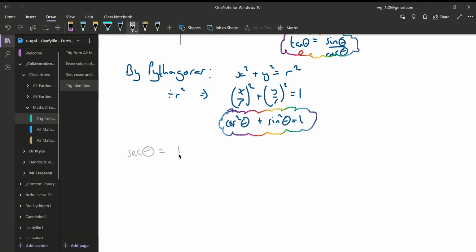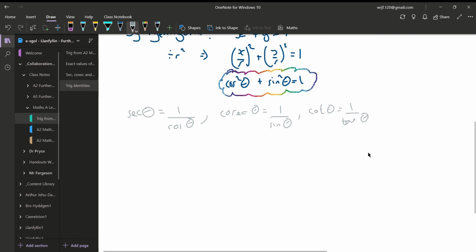So we had sec theta. Sec theta, if you recall, was 1 over cos theta, and cosec theta is the same as 1 over sine theta, and the last of those was cot theta, which is the same as 1 over tan theta.